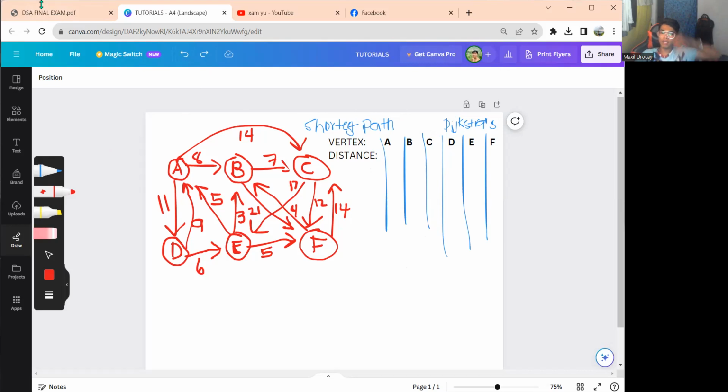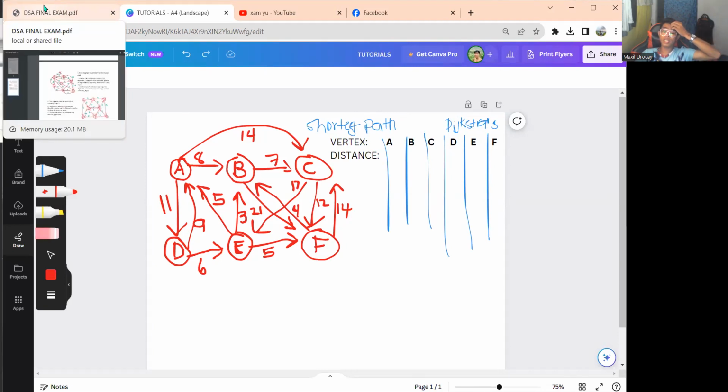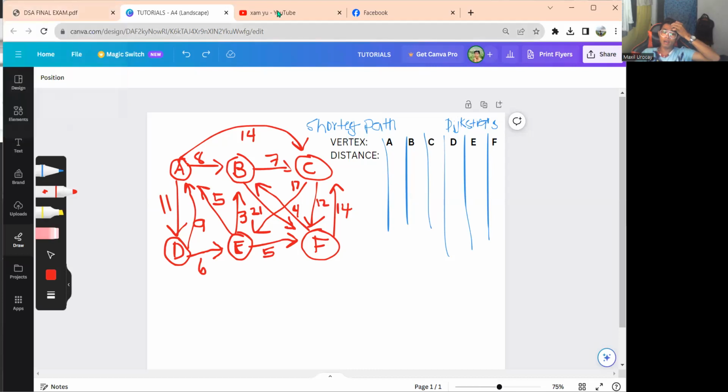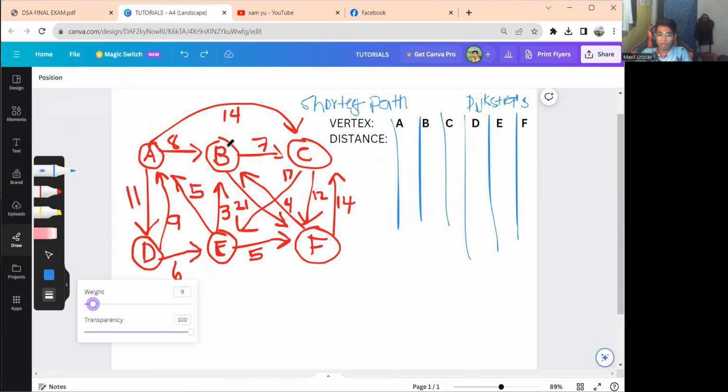What I mean is, we are just finding the shortest distance, where we have the vertex and the distance. So in your exam, focus on the distance. Then you just update the elements, everything. So here, let's try to take this slowly. Let me zoom it in for better view.